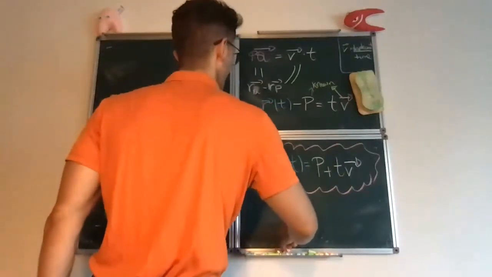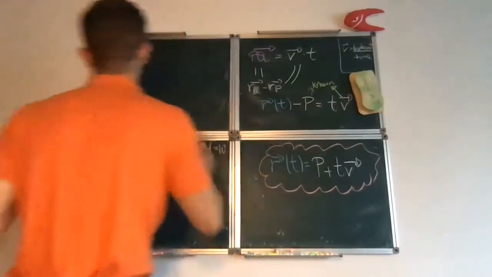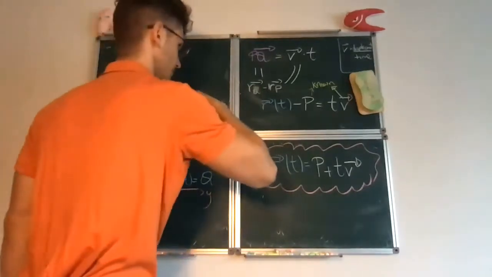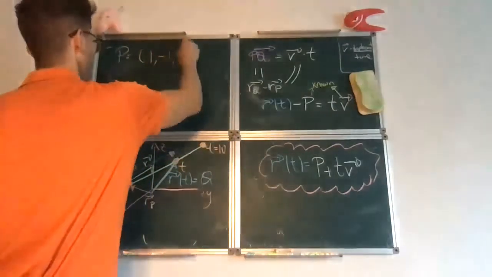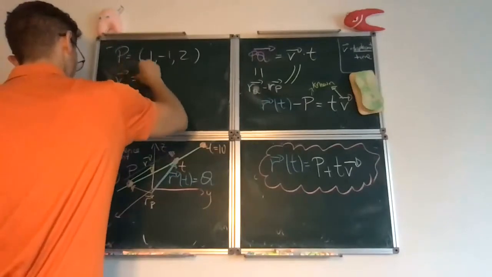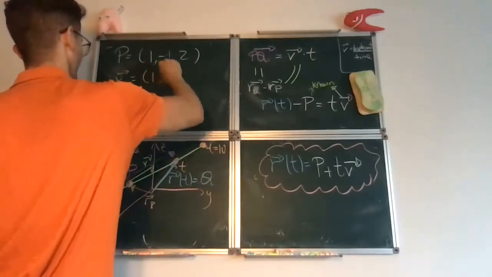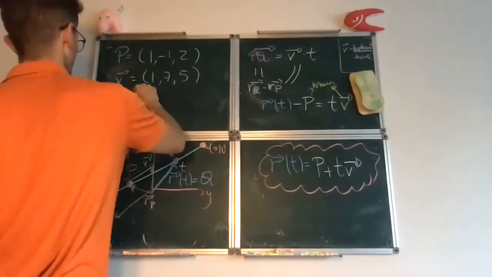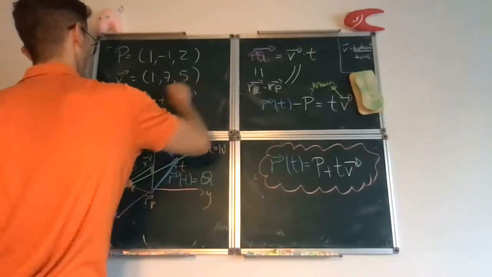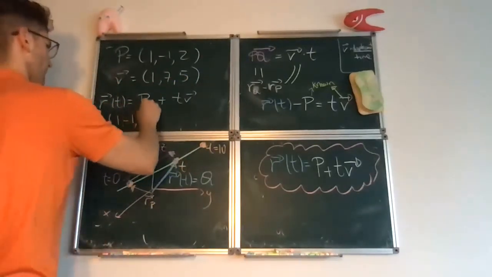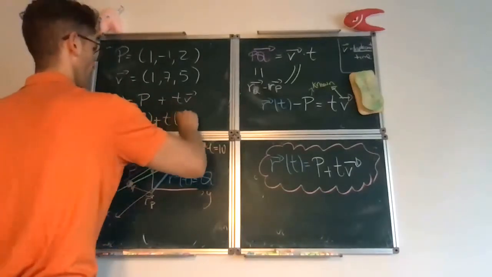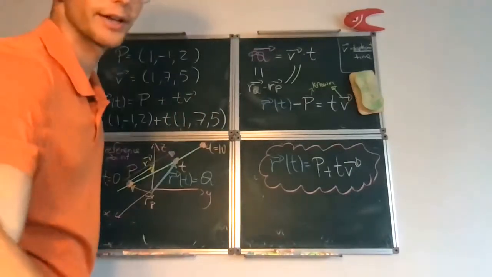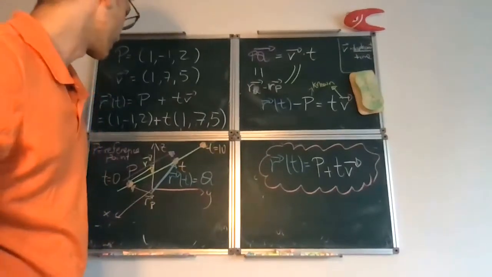Say, what's the equation of the line if the point is, I don't know, (1, -1, 2), and the velocity vector is (1, 7, 5)? Then the position vector of the point on the line is always P plus tV. This is okay as an answer if you choose to write it this way.